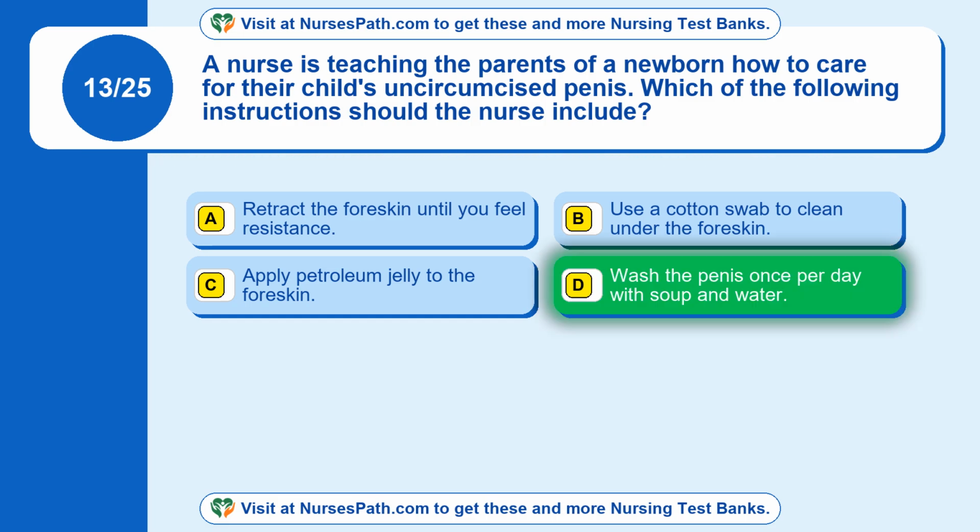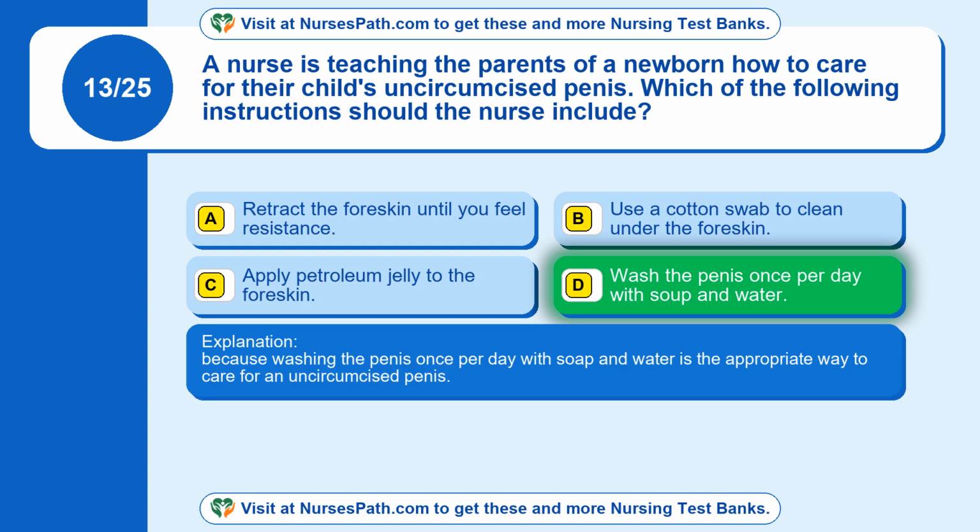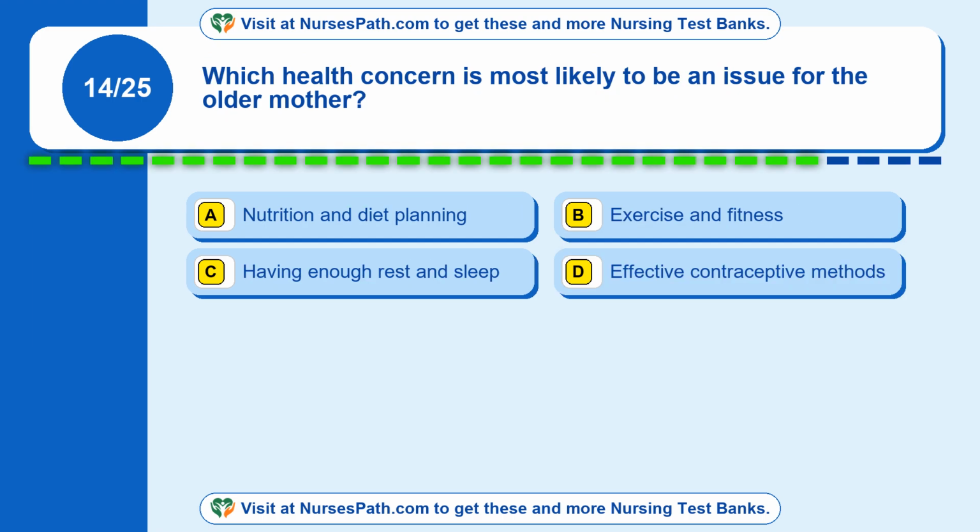The correct answer is option D. Wash the penis once per day with soap and water. Washing the penis once per day with soap and water is the appropriate way to care for an uncircumcised penis. Question 14. Which health concern is most likely to be an issue for the older mother?